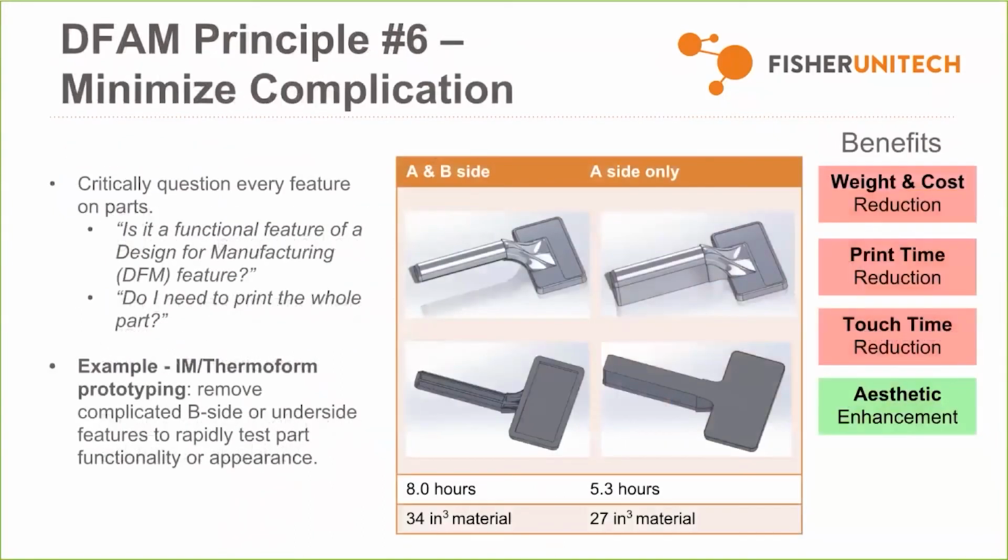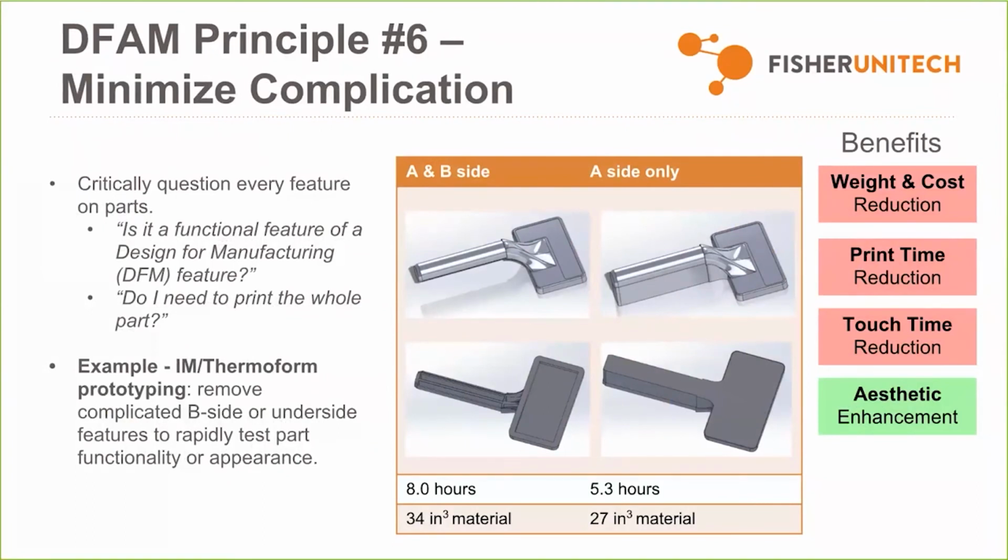Number 6, minimizing complications. This one's a little interesting because it kind of goes against the original idea of the less material we have, the better. If you're printing with FDM technology, a technology that requires support material, and you have a part like the part on the left side, that handle area of the part will have support material throughout it, all the way up to it. And support material adds significant time to the printing process because every layer the machine has to switch between model and support.